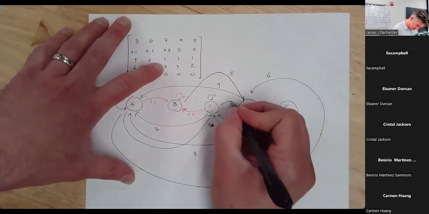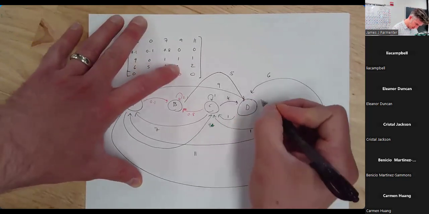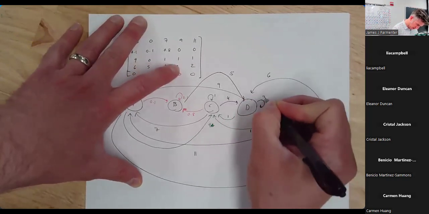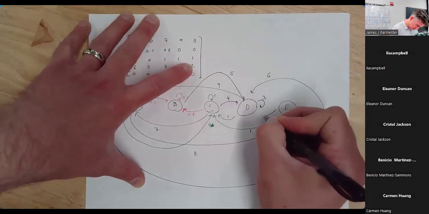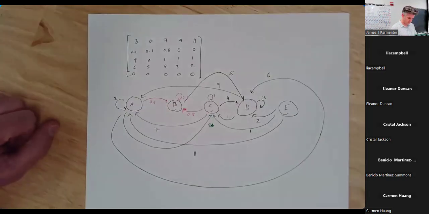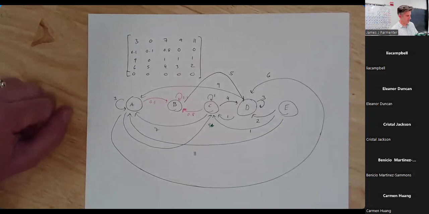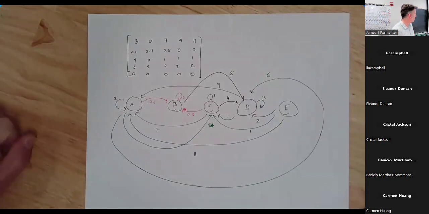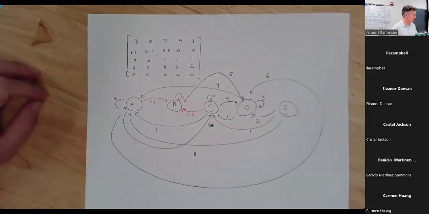4C, 3D, and 2E. And nothing is going into E. So it's a bit much for a diagram, but the idea still makes sense.